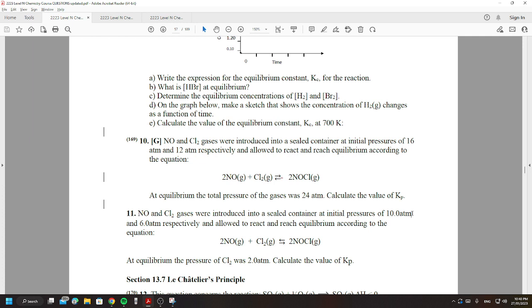NO2, NO, and Cl2 gases were introduced into a sealed container at initial pressures of 16 and 8 atm respectively, and allowed to react and reach equilibrium according to the equation. At equilibrium, the total pressure of the gases was 24 atm. Calculate the value of Kp. Okay.